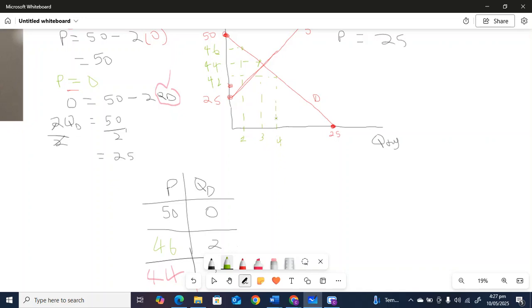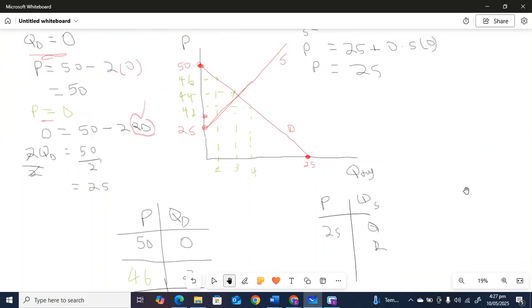The same will also be done for the supply graph. You make it a supply schedule, P and QS here. So you start when QS is 0, P was 25. When QS is 1, or let's use 2 here. When QS is 2, 2 times 0.5, that is 1. 1 plus 25, 26.